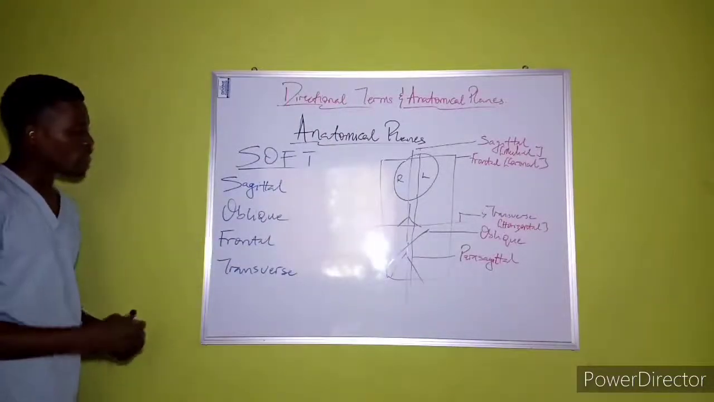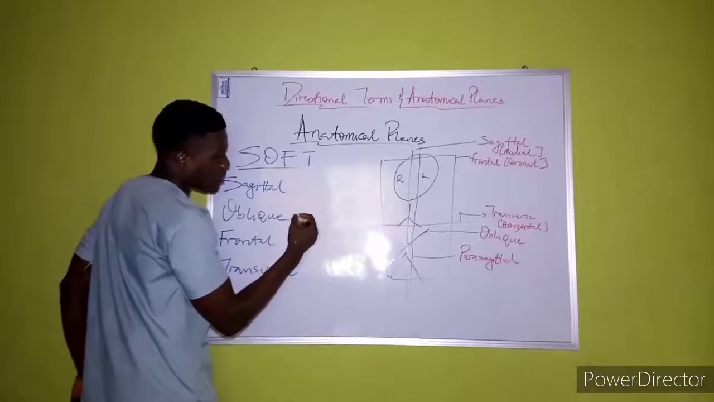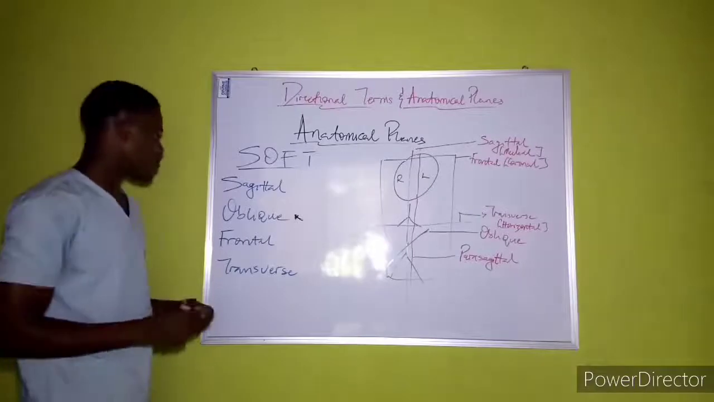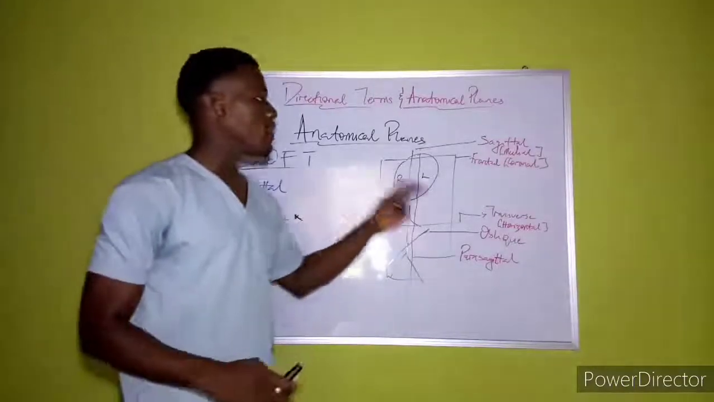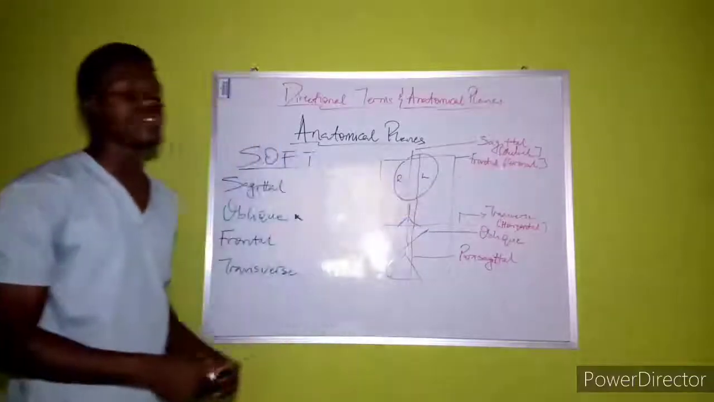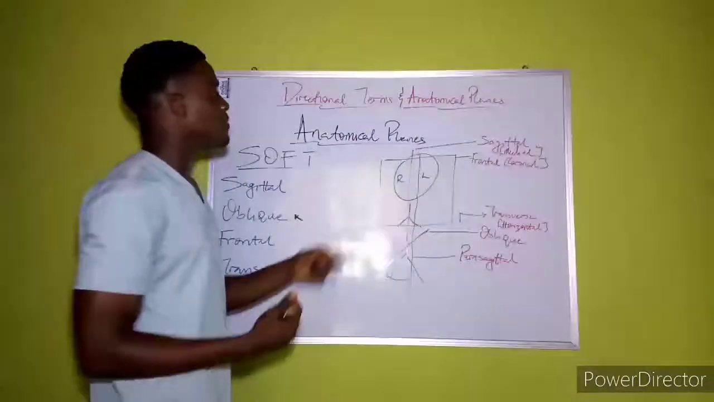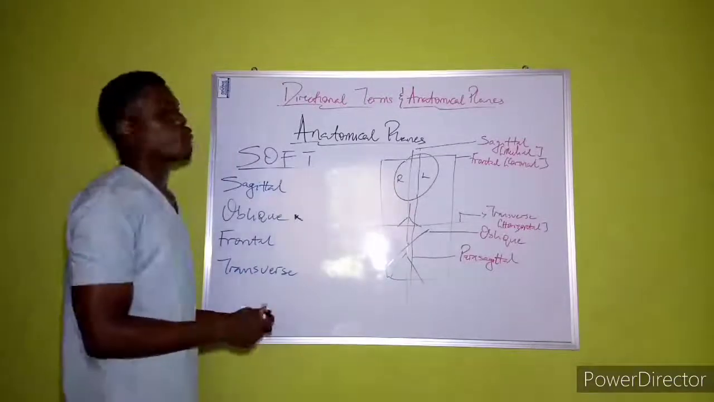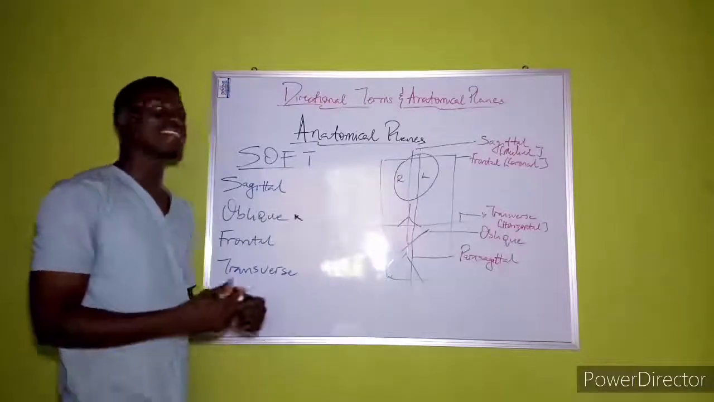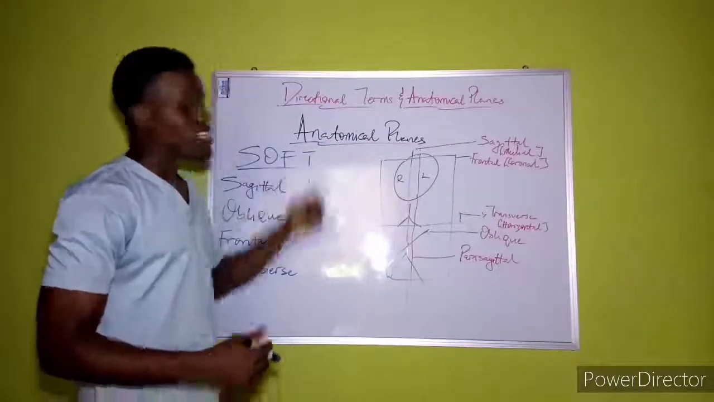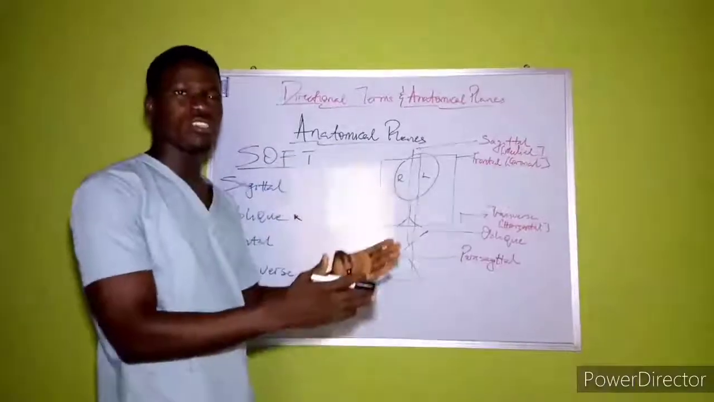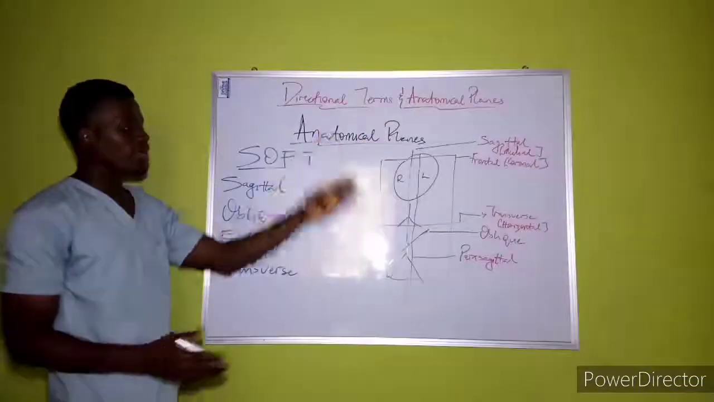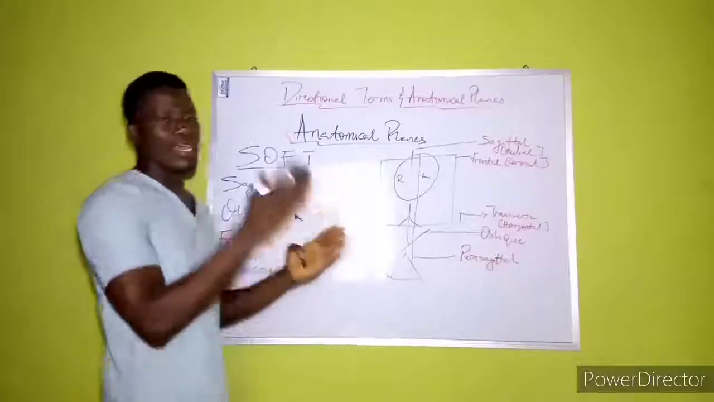Now the next, we'll come back to the oblique. Let's talk about the frontal plane. Another name for the frontal plane is the coronal plane. The frontal plane is an imaginary line also. It runs vertically, but this imaginary line divides the body into an anterior and a posterior part. That's the front and the back.